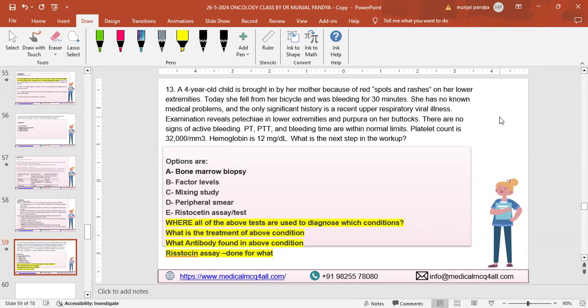Means investigation. Bone marrow biopsy, factor level, mixing study, peripheral smear, ristocetin assay test. Diagnosis or differential diagnosis. Yes, Monica Gupta, why do you want to do factor level? Tell me. What is the diagnosis, Monica Gupta?